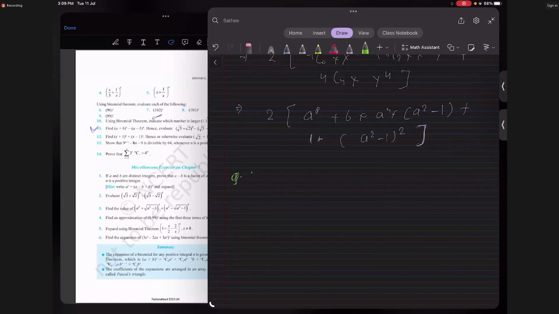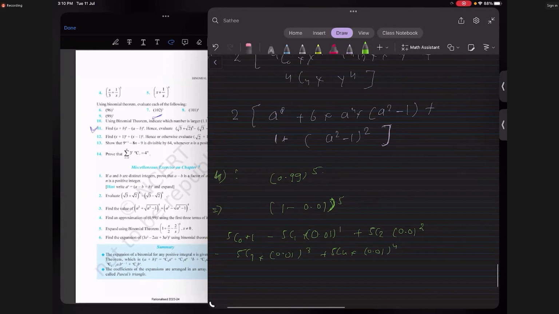For the question number 4 part, we have to find the value of 0.99 to the power of 5. Like the above part, you can consider it as 1 minus 0.01 to the power 5. After expansion, you can consider it as 5c0 into 1 minus 5c1 into 0.01 to the power 1 plus 5c2 into 0.01 whole square minus 5c3 into 0.01 to the power 3 plus 5c4 into 0.01 to the power 4 minus 5c5 into 0.01 to the power 5.